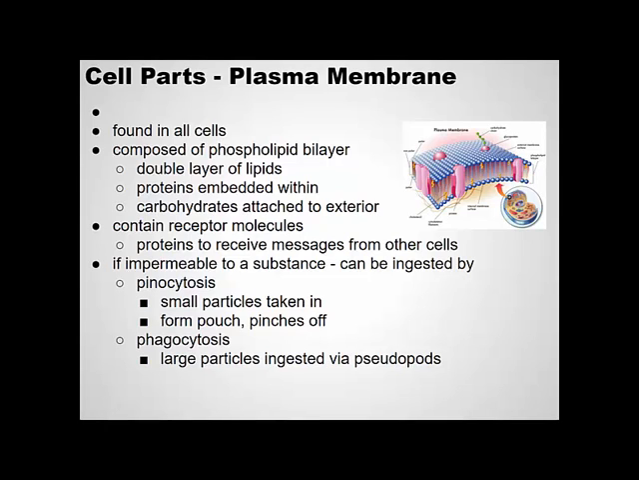Today we'll talk just about two parts of the cell: the cell membrane, or plasma membrane, and the cytoplasm. The cell membrane, also called the plasma membrane, is common to all cells, whether it's a bacteria or archaea or fungi or animal cell. And it's very complex.